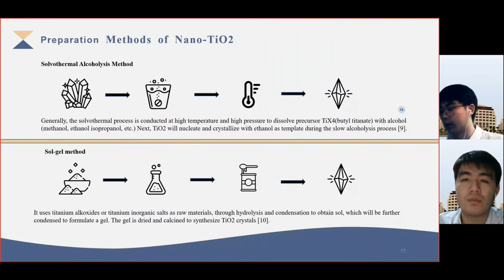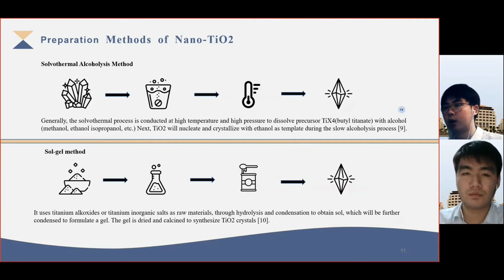Firstly, for the solvothermal alcoholysis method, generally the solvothermal process is conducted at high temperature and high pressure to dissolve the precursor with alcohol. Next, TiO2 will be nucleated and crystallized with ethanol as template during the slow hydrolysis process. Next, the sol-gel method uses titanium alkoxides as raw materials through hydrolysis and condensation to obtain sol, which will be further condensed to form a gel. This gel is dried and calcined to synthesize TiO2 crystals.